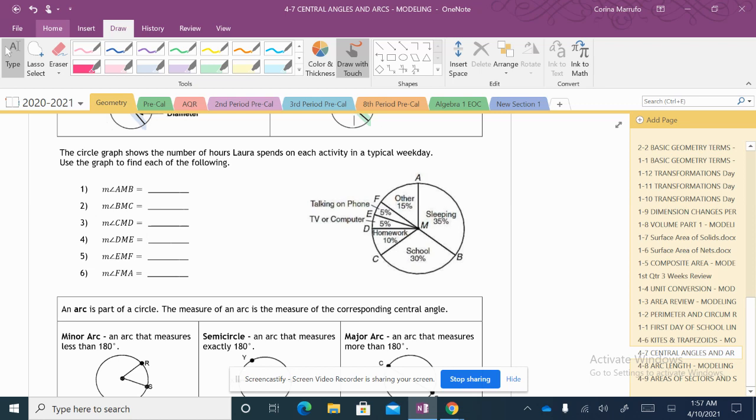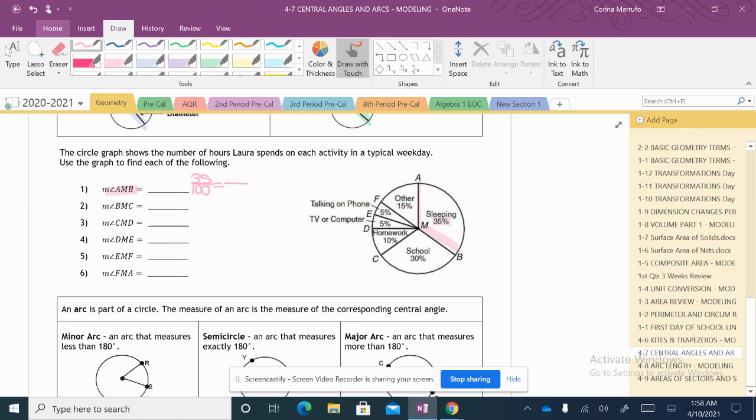One whole circle, if we're looking for the angles or the degrees, all the way around is 360 degrees. The first one here is asking us for angle AMB. So here is A to M to B, which is 35% of the circle. We're going to set up a proportion. So it's 35% of the circle, which is out of 100. Now we want to know how many degrees it is out of the whole circle, and like I said, the whole circle is 360 degrees.